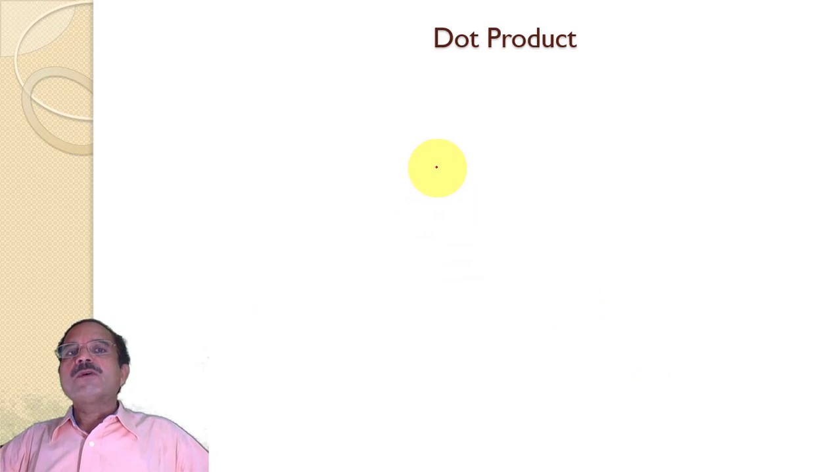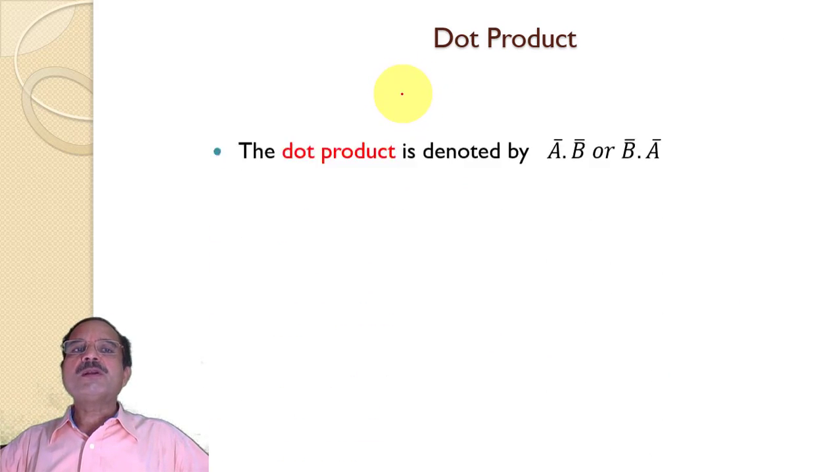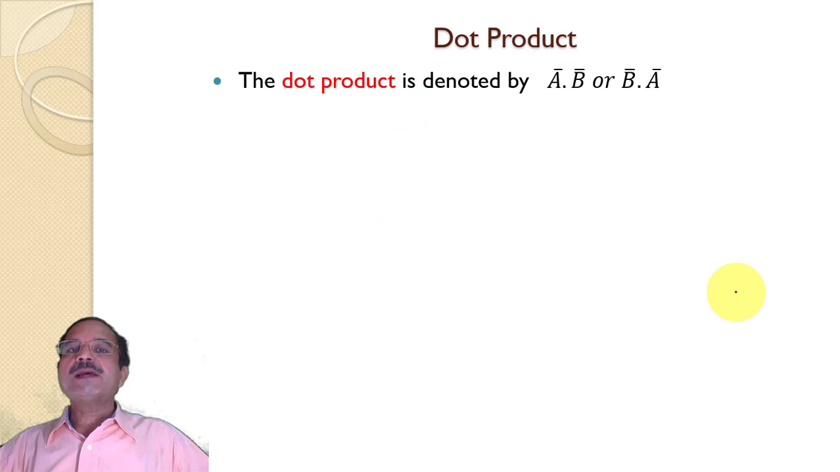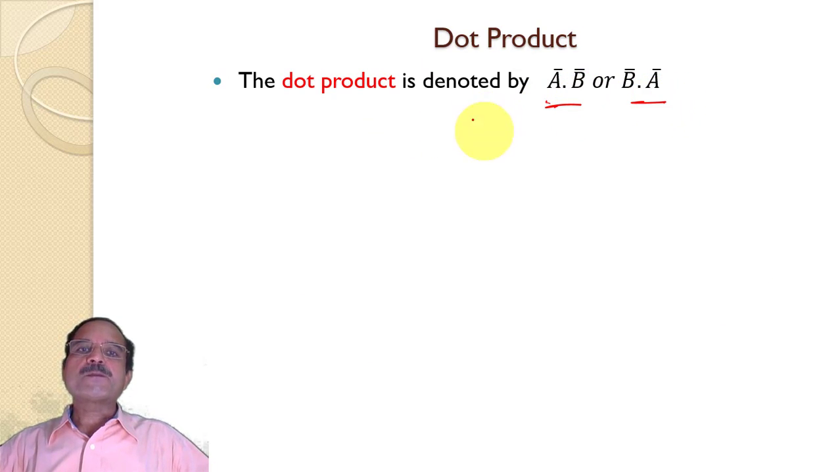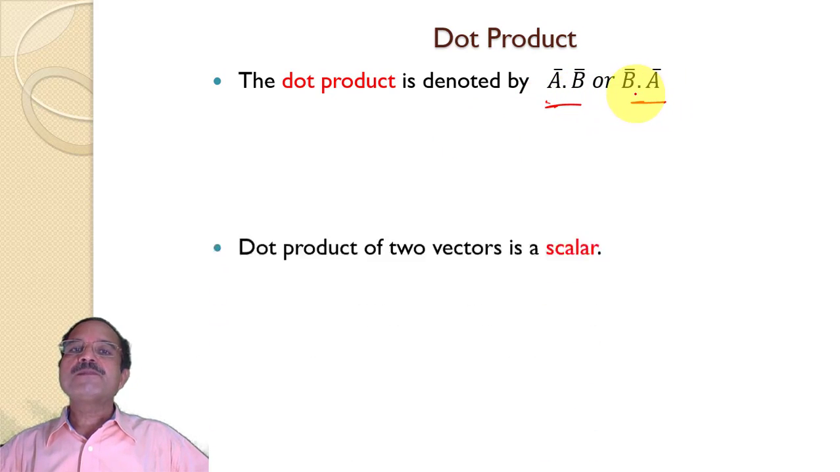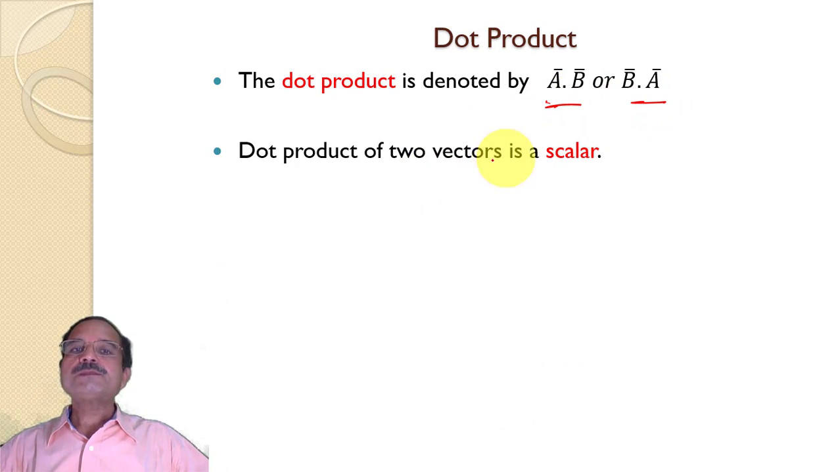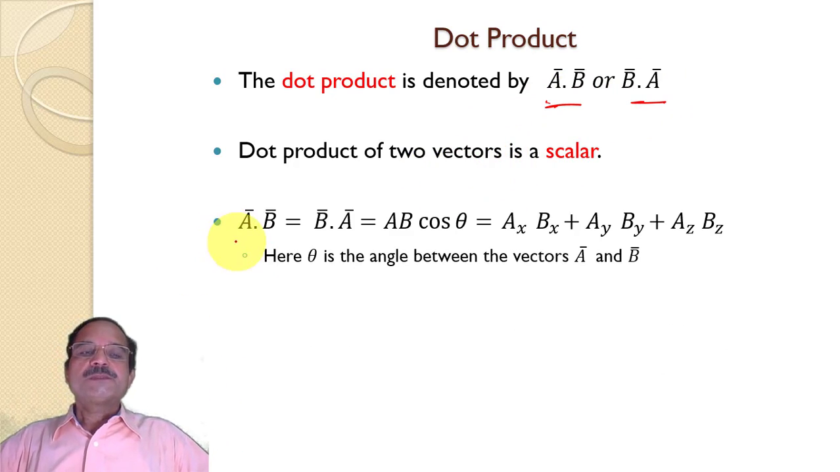We also come across the dot product. The dot product between two vectors is represented as A dot B, or B dot A. This dot product is a scalar quantity, so because of that A dot B is equal to B dot A. To calculate this dot product, we use this formula: A dot B equals B dot A, that is AB cos theta.